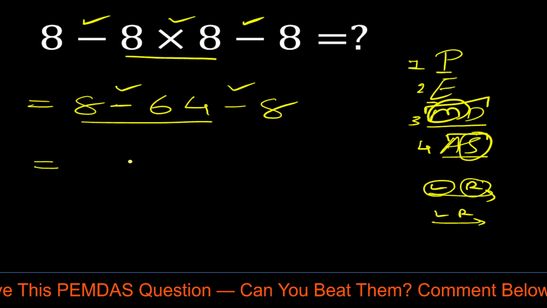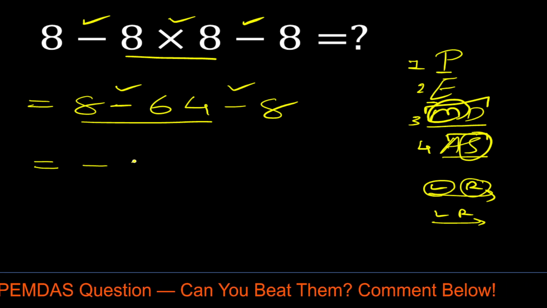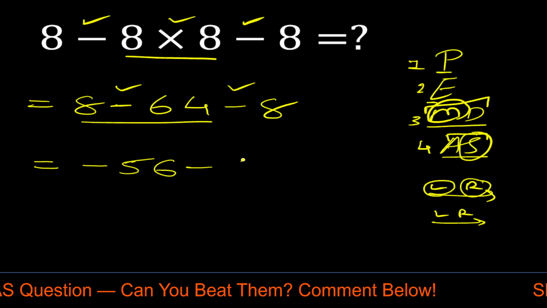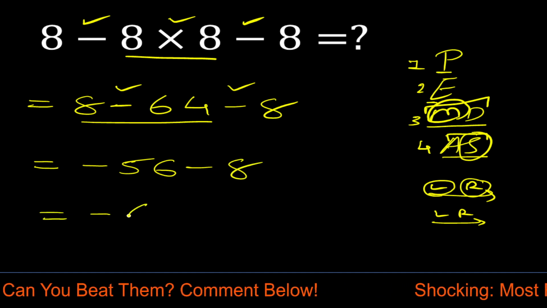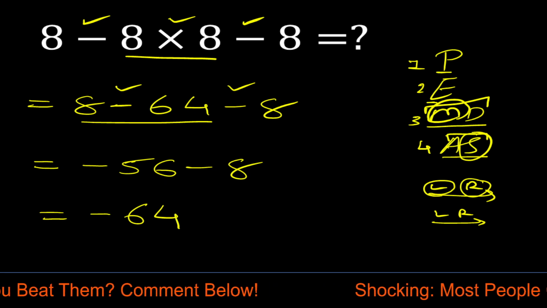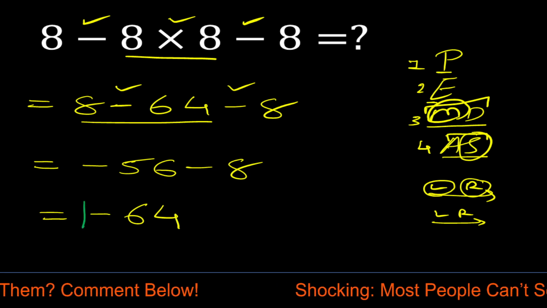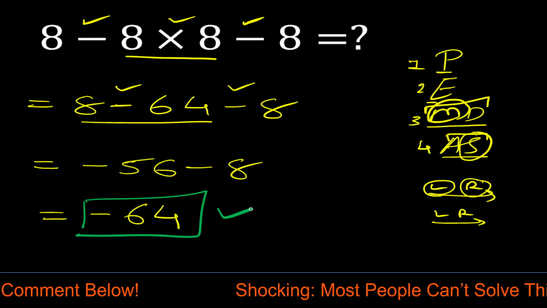So 8 minus 64 is equal to minus 56 minus 8. So minus 56 minus 8 is equal to minus 64, right? So the correct answer is minus 64.